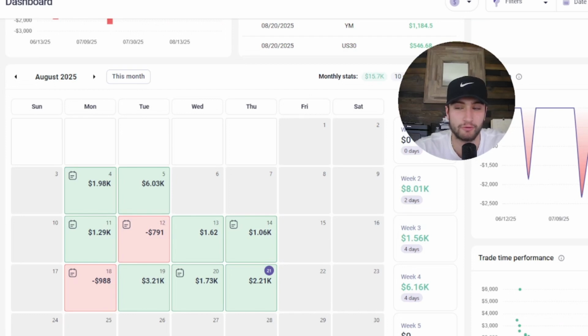So in today's video, we are going to be live backtesting one of the strategies that I use all the time. It is super simple, super effective, and it gets the job done.